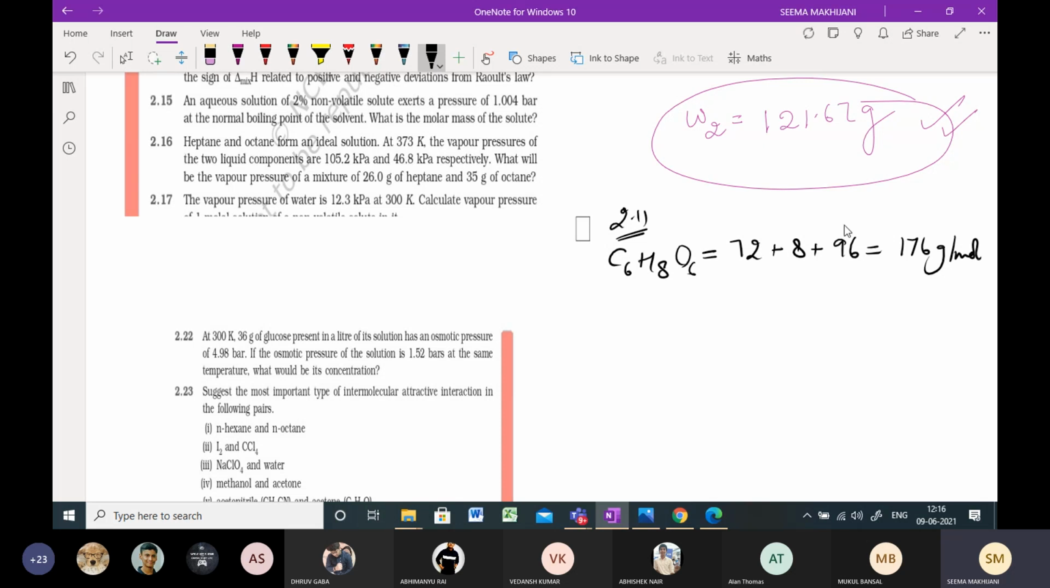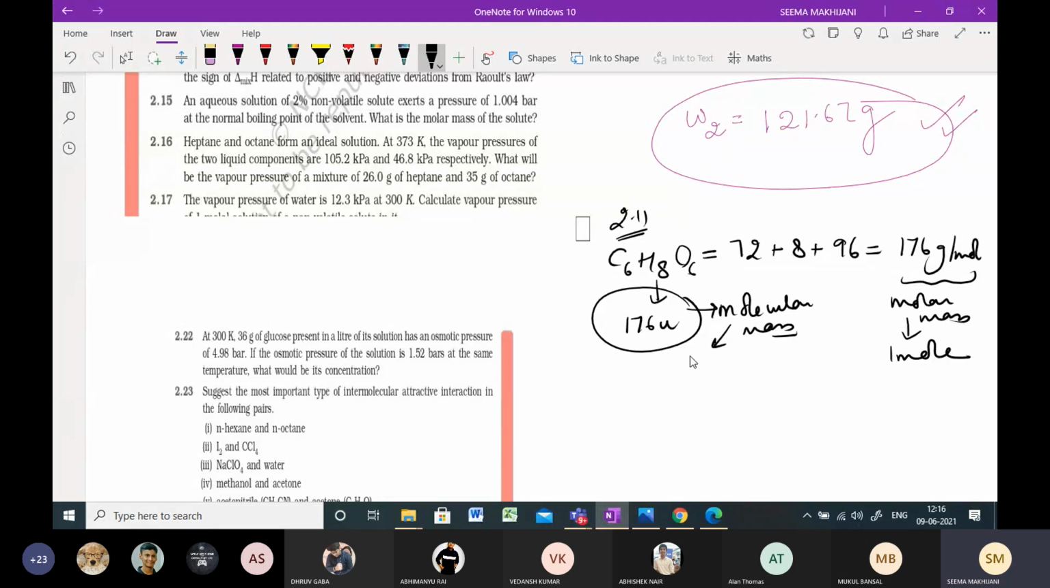What's the difference? If you write it as 176 grams per mole, you are talking about molar mass. But the same thing if you say, ma'am, it is 176 U, it means you are talking about molecular mass. What's the difference between the two words? Molar mass is the mass for 1 mole, while molecular mass is for the single molecule. Fine? Alright, done with the molecular mass calculation.